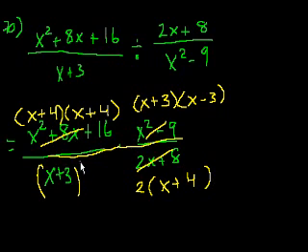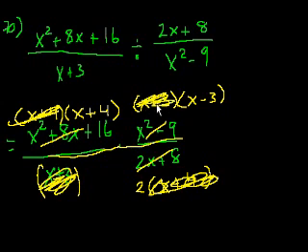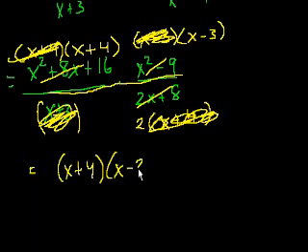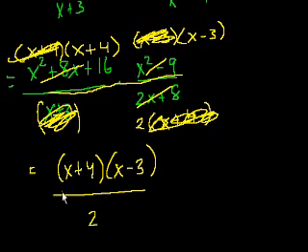So now let's do some cancellation. This is the fun part. We have an x plus 4 and an x plus 4. Cancel them out. We have an x plus 3 and an x plus 3. Cancel them out. And what are we left with? We are left with an x plus 4 times an x minus 3, all of that over 2. And that is choice C.